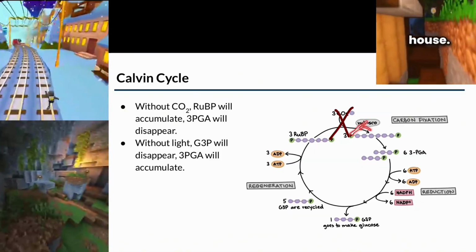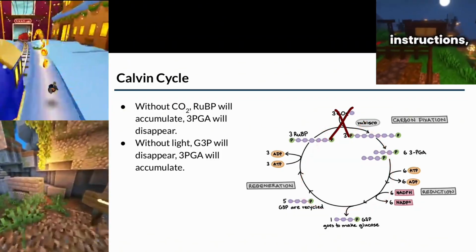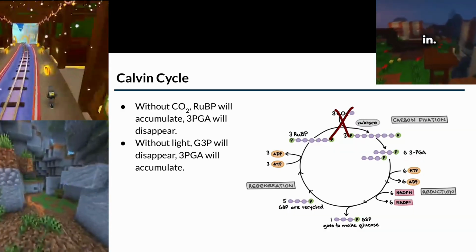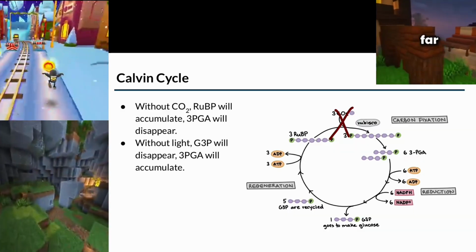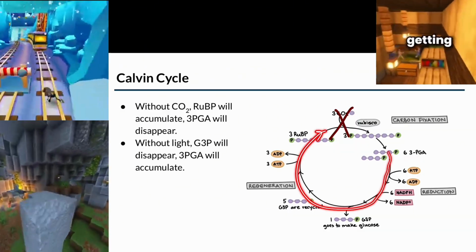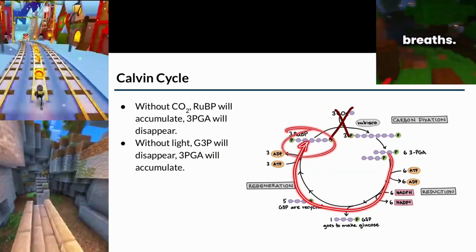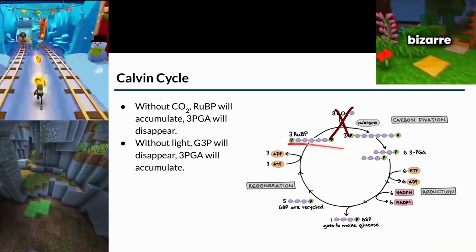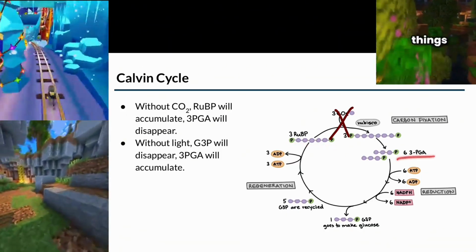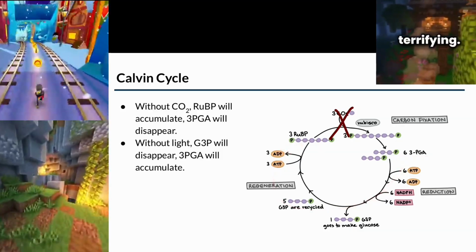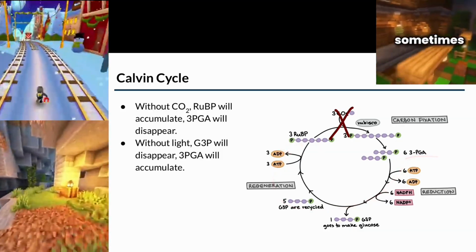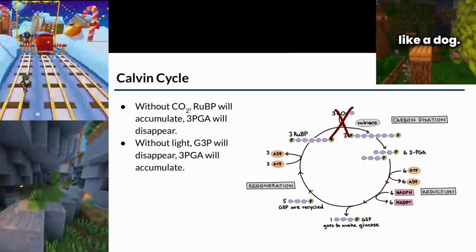Everything after carbon dioxide is going to spin around until we hit that roadblock. So our 3 PGA molecules right here are all going to be used up because the rest of the cycle is going to run until we hit that roadblock. It's going to run until we all make RuBP. So RuBP is going to accumulate, and 3 PGA is going to disappear because we're just running that cycle until we have run out of 3 PGA and built up all the RuBP we can.